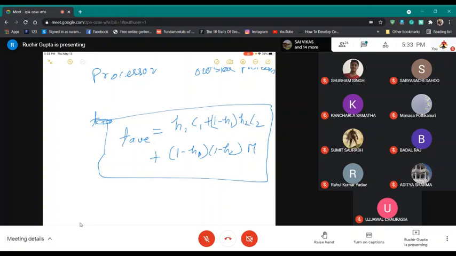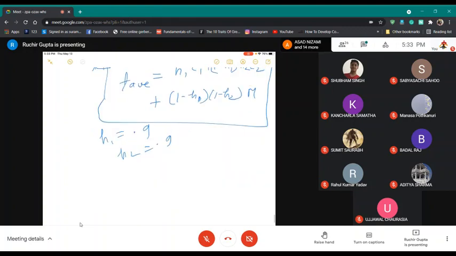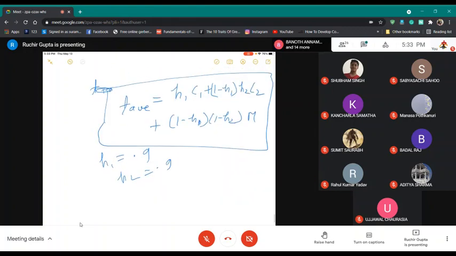And if H1 is equal to 0.9 and H2 is equal to 0.9, you can see that in up to 99% of cases you actually get the data in the cache itself. So this is about the location of the cache and how it matters. L1 cache may be faster, but you cannot have a bigger L1. L2 cache may be slower, but you can have a bigger L2 cache.